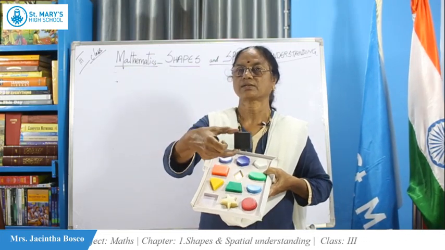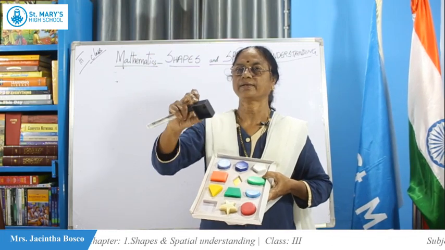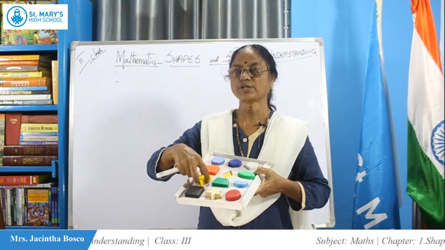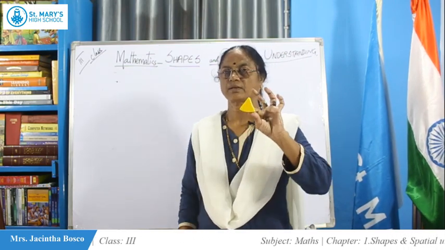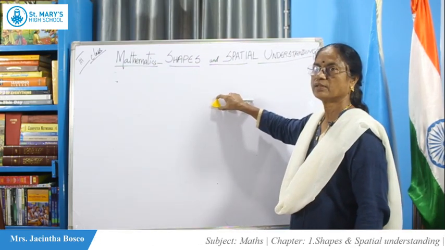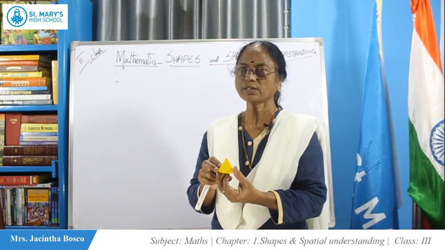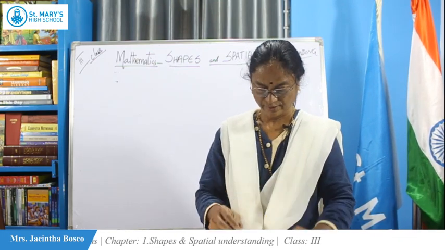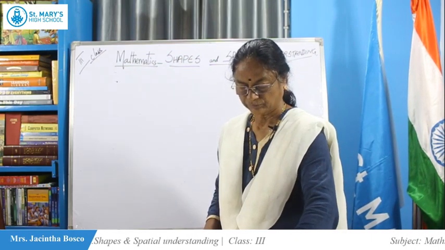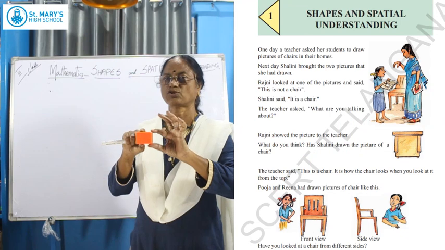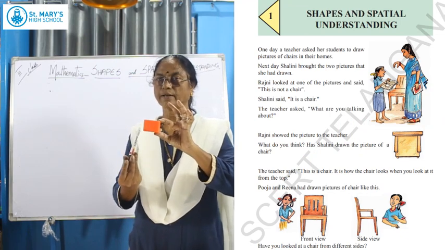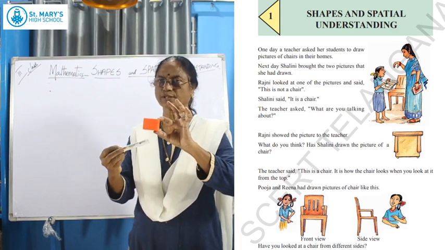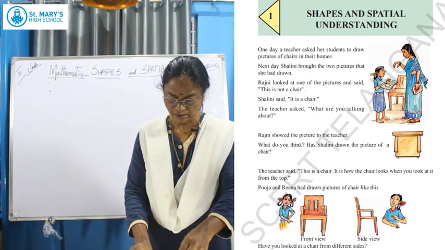You see this? Can you see? Square shape, yes. You see this one? Triangle shape. How many sides do you have here? Three sides. Okay. Now, you see this shape? This is a rectangle shape. It has four sides and opposite sides are equal.